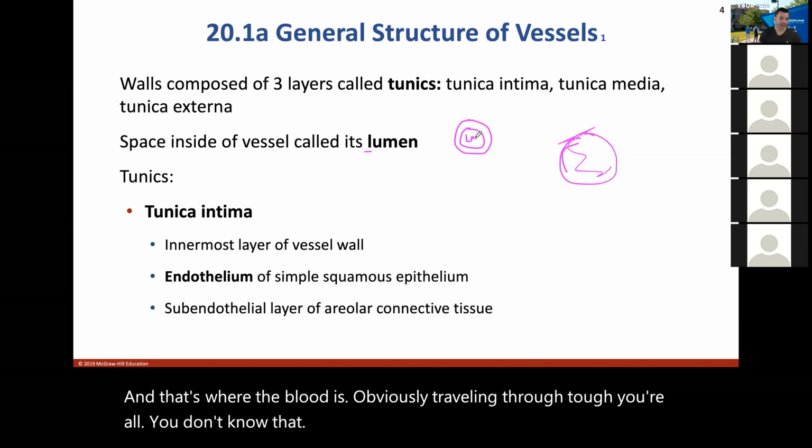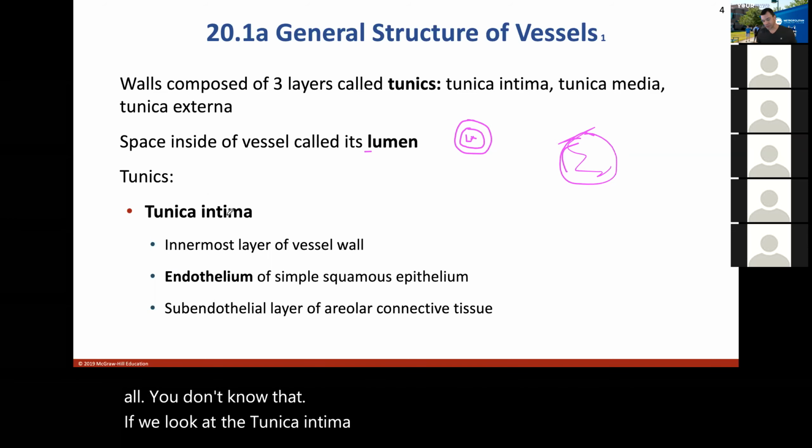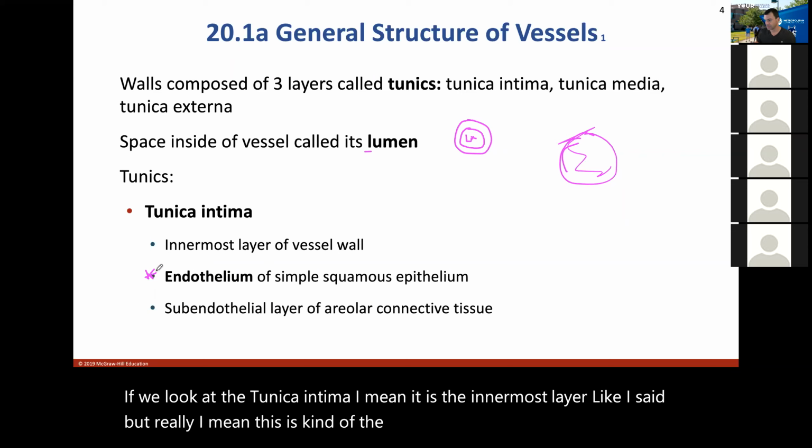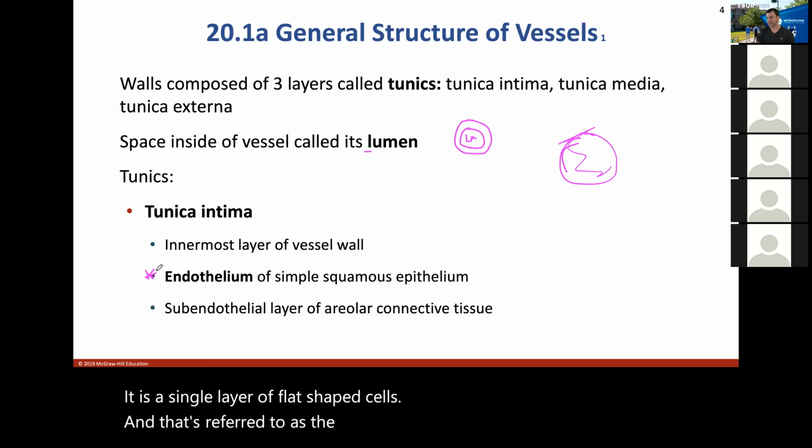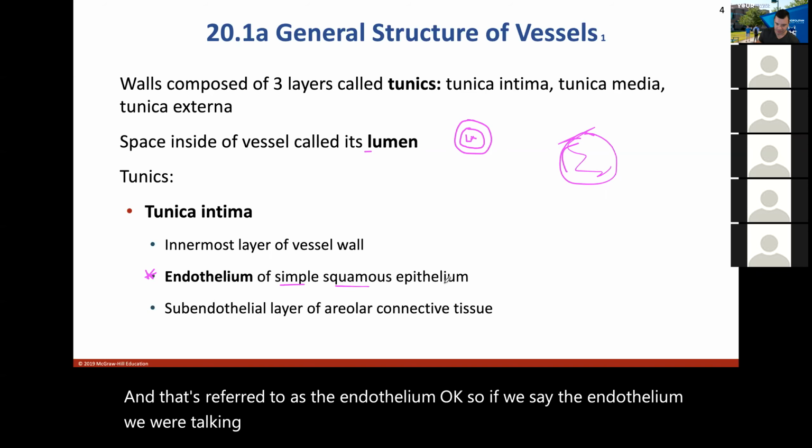If we look at the tunica intima, it is the innermost layer, like I said, but really, this is kind of the big thing here. It is a single layer of flat-shaped cells, and that's referred to as the endothelium, okay? So if we say the endothelium, we are talking about simple squamous epithelium.